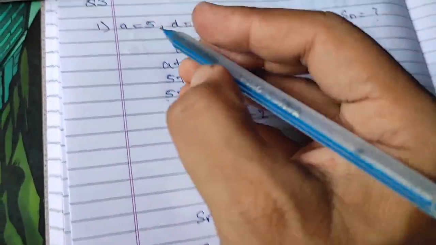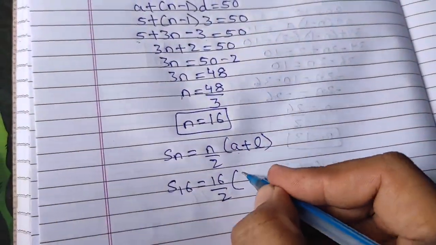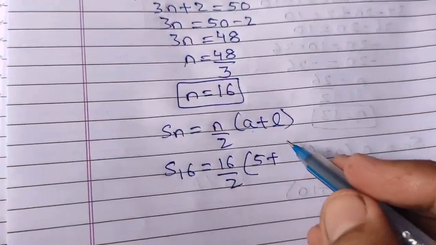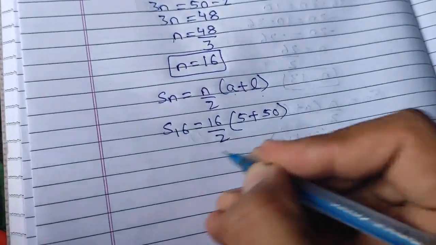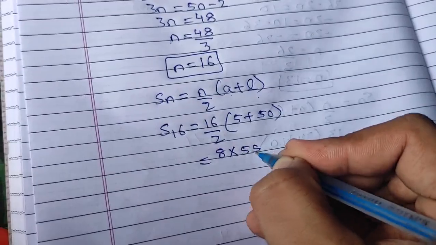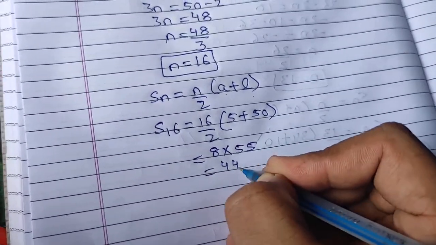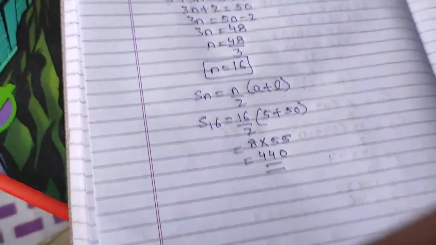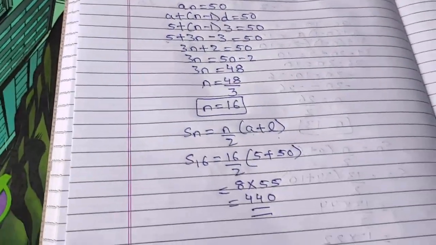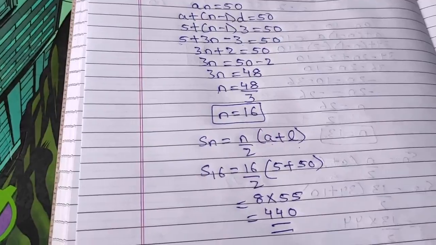First term is 5. And students, last term means An. Always keep in mind that L and An are one and the same. So last term is 50. 16 upon 2 is 8. 50 plus 5, 55. So the final answer is 440. So students, we found out n and Sn, and here we complete question number 1.